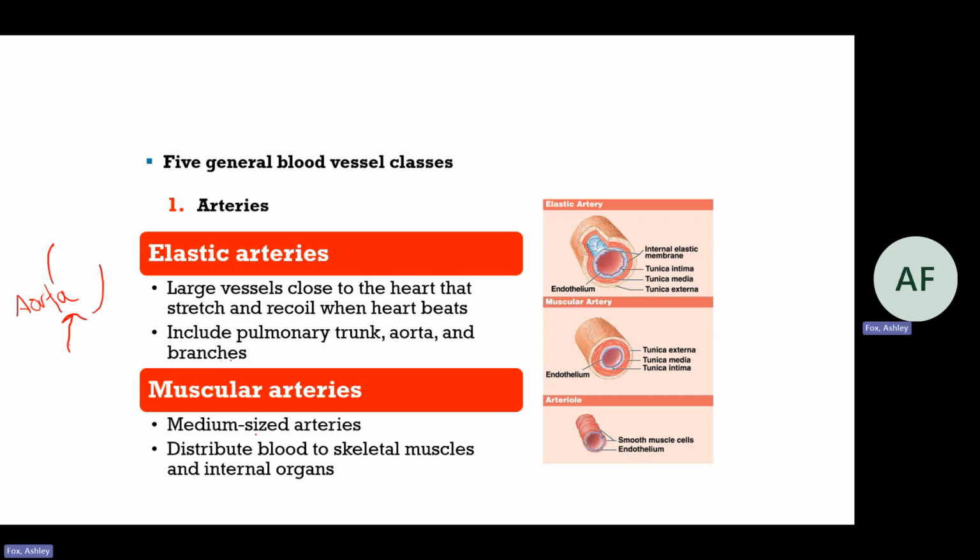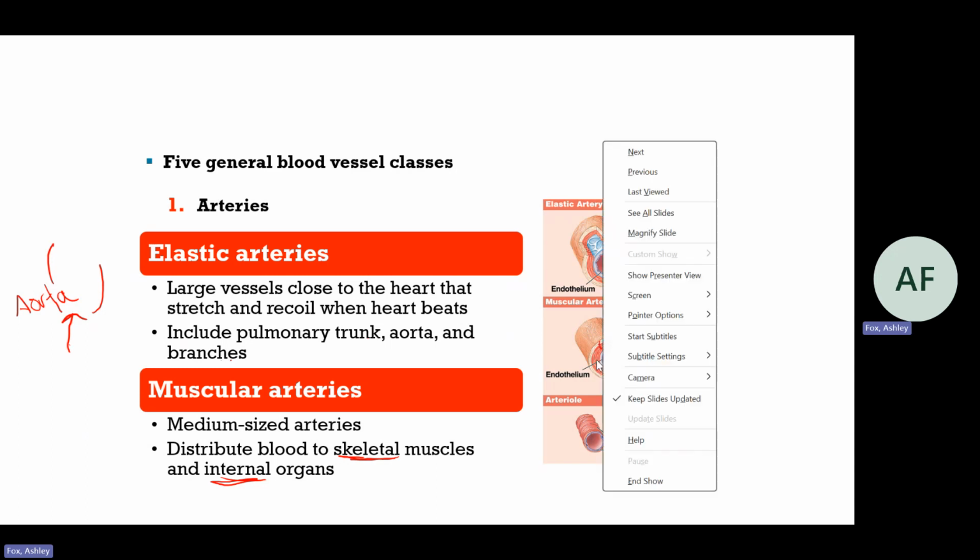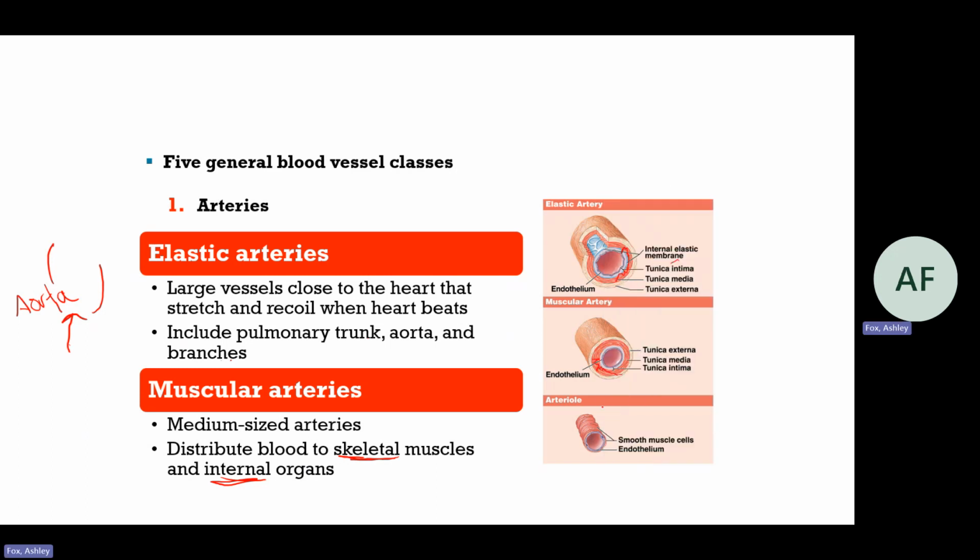Muscular arteries are the middle size. These are going to be ones that bring blood to the skeletal muscles and your internal organs. So these are the kind of middle ones that are bringing a lot of blood to important things like your skeletal muscle and your internal organs. You can see the elastic artery does have that internal elastic membrane, with more elasticity in the layers. In the muscular artery, there's a little more smooth muscle, and you're going to see less elasticity here.